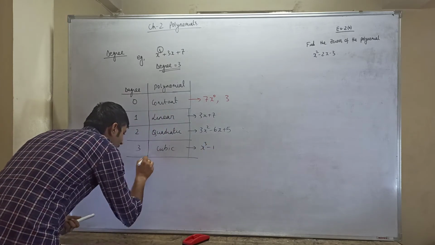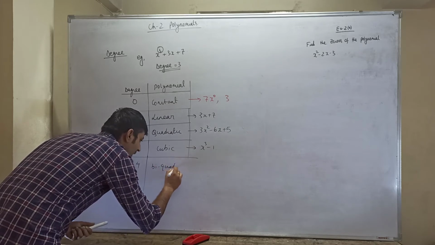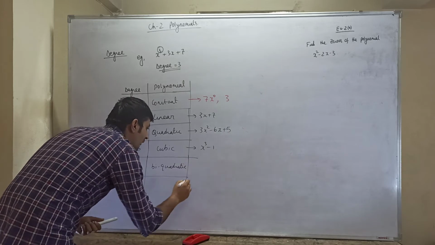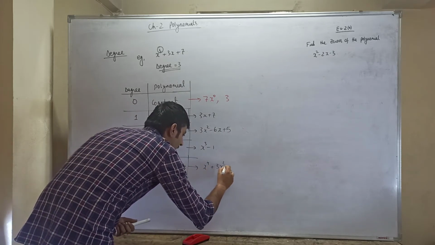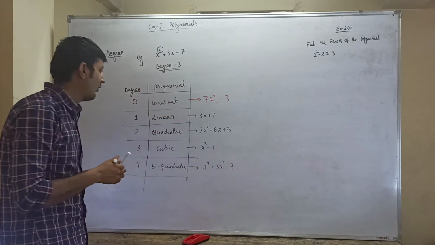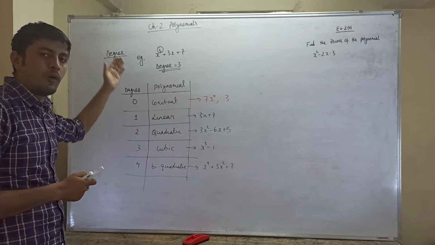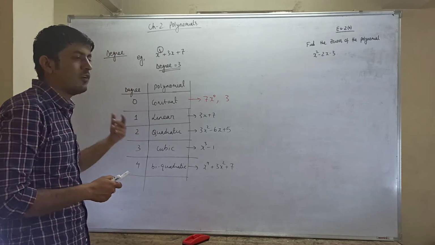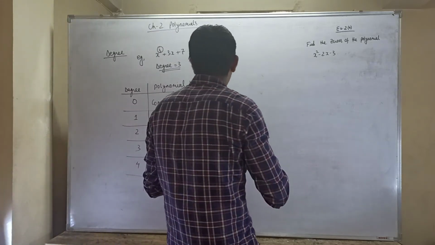When the degree is 4, it is called what? It is called your biquadratic. Example, you can give x to the power 4 plus 3x squared plus 7. So this is how you will name the polynomial according to your degree. Now let me teach you how you name the polynomial according to the terms. So let us see the next part.